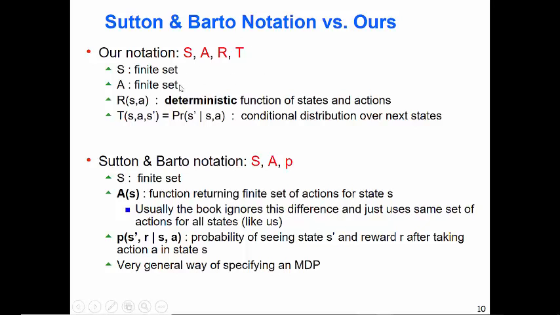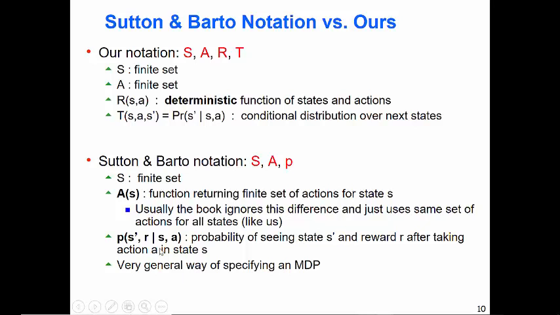So we talked about how we're doing things. In their notation, they just specify a set of states. Their action, this A, is actually a function that takes a state and returns a set of actions. That's not that big of a deal, right? Most of the time in the book, they actually just assume the set of actions is the same for all states. In practice, this is the interface that you're often going to have. Like with OpenAI Gym, you're going to have a function that you can use to get the set of actions that are available in a state. So this is more what you'll see in practice.